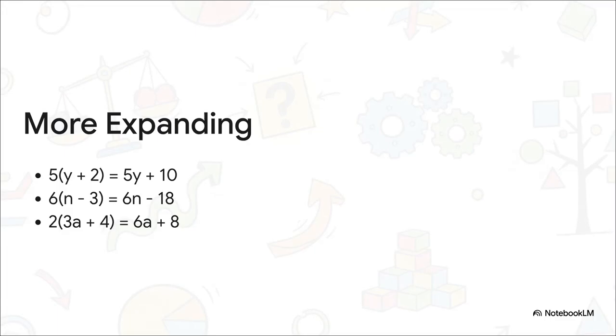Whether there is a plus sign, a minus sign, or numbers already attached to variables inside, that delivery driver still visits every house exactly the same way. 5 times y and 5 times 2 gives us 5y plus 10. 6 times n and 6 times minus 3 gives us 6n minus 18. And 2 times 3a alongside 2 times 4 smoothly expands right out to 6a plus 8.